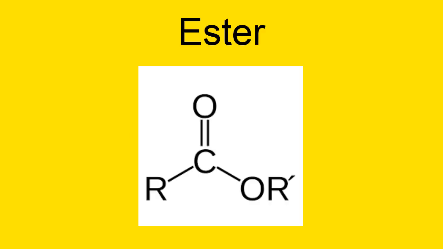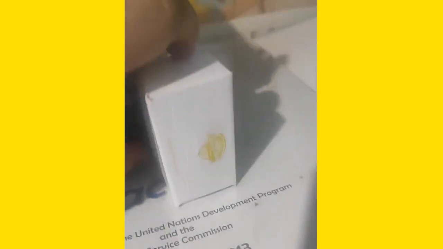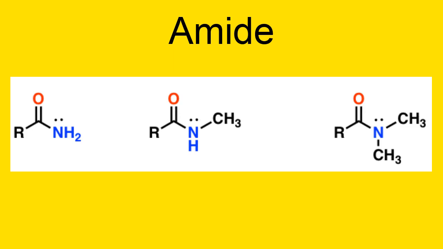Ester. An ester is basically just an ether but with the carbonyl group. A good example of an ester are soaps. Amide. Just like esters just being ethers with a carbonyl group, amides are just amines with the carbonyl group.